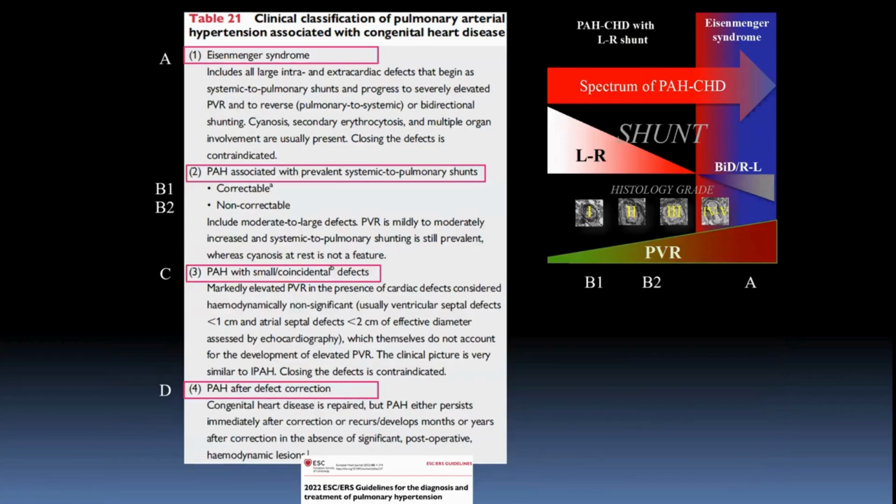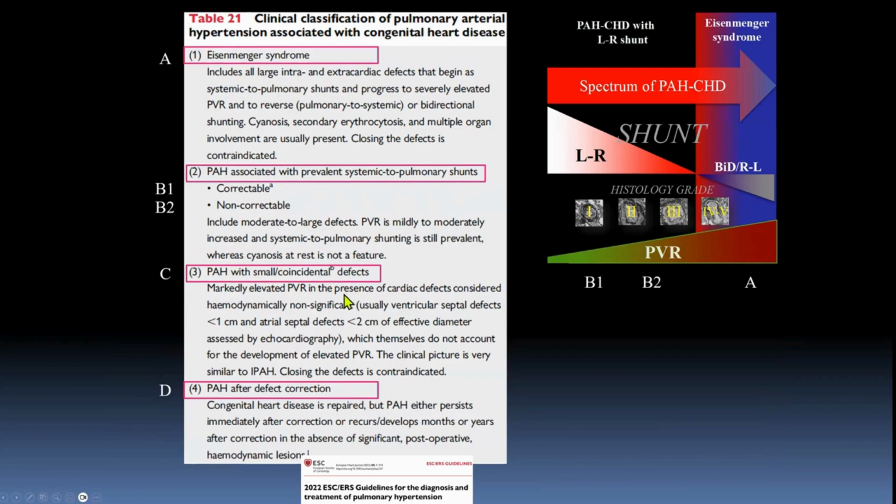Now, we said in group 1, pulmonary arterial hypertension, we have 4 groups of congenital heart disease, which are very different to each other in pathophysiology and how they should be managed. We have the Eisenmenger patients, we'll talk about them, the blue patients with severe pulmonary vascular disease and reversal, a bidirectional shunt through the defect. We have those who still have a left-right shunt, which could be correctable or non-correctable.